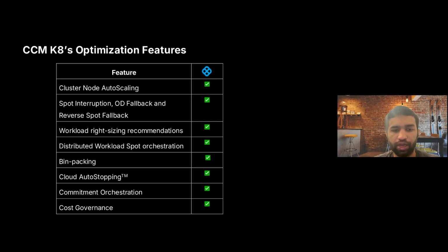Apart from that, as the first slide said, our cloud auto stopping, wherein you can stop your idle resources or Kubernetes workloads, and commitment orchestration, which basically makes sure your commitment portfolio is managed automatically and you don't have to do the heavy lifting. Everything is done by Harness. And the last one is the cost governance, which is nothing but the code-based governance, which you can use for compliances. So these are all the CCM-based Kubernetes optimization features we offer.